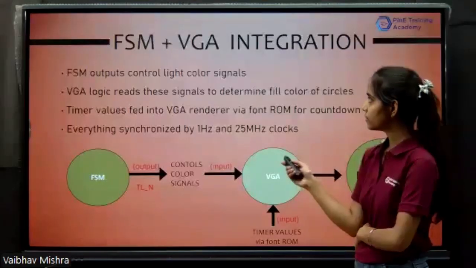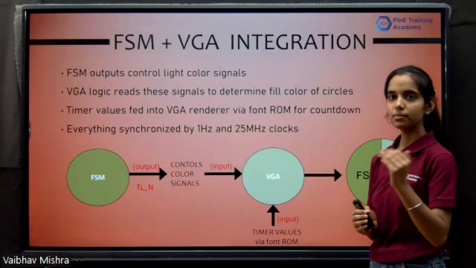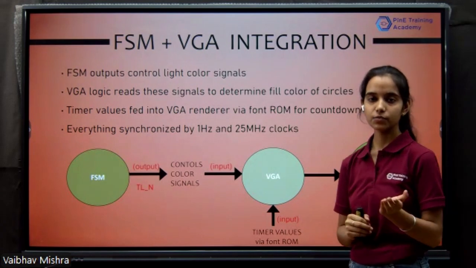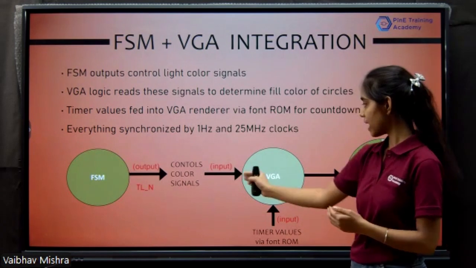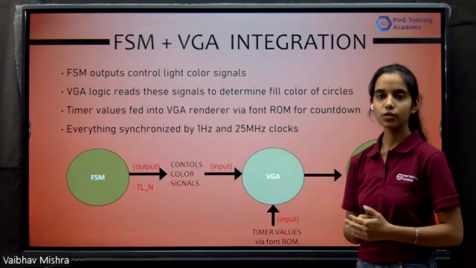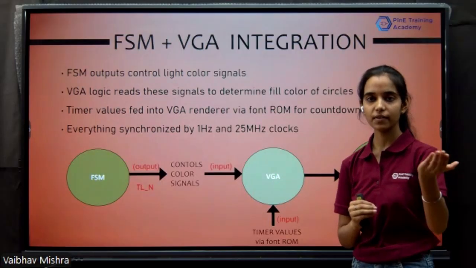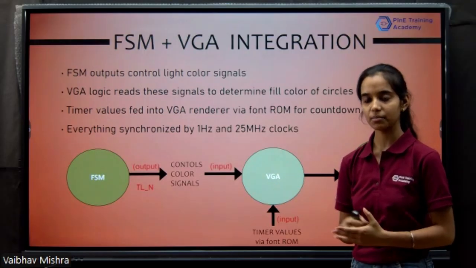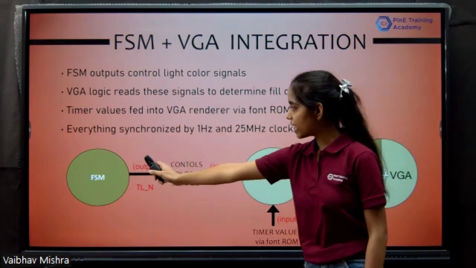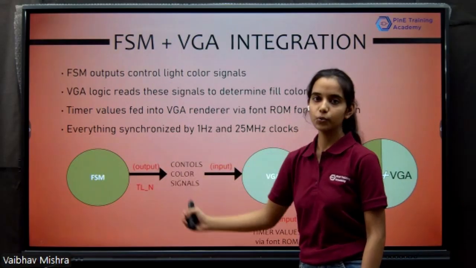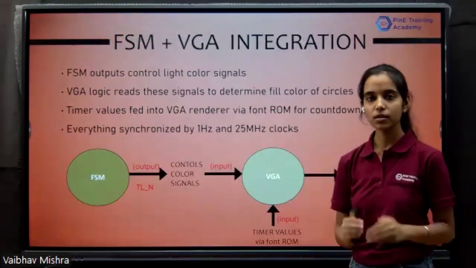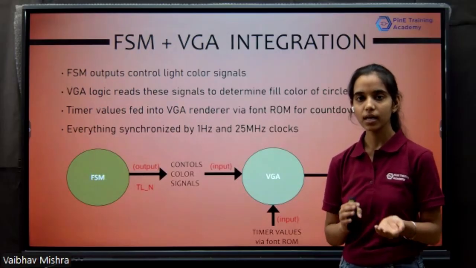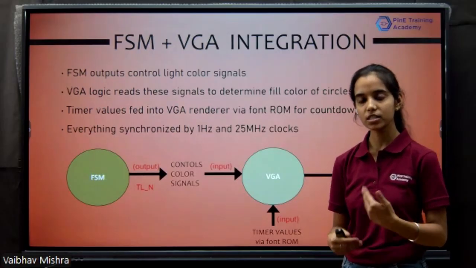Now, for our next slide, we will see how the FSM is integrated with the VGA, where FSM is the backend of our project, which works on a 1 Hz clock, and VGA is our front end, which works on a 25 megahertz clock. And we will see how the FSM is integrated into VGA to show how it will work according to the timer. So, from the FSM, we get an output, which is basically the signal on which color or which direction will work as on state 1, and which color and direction will work on state 2.